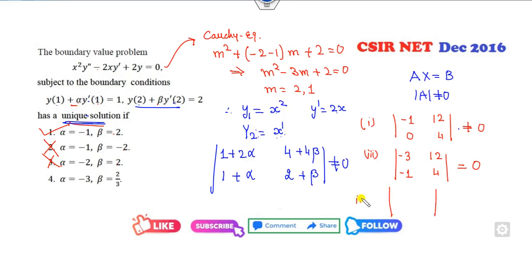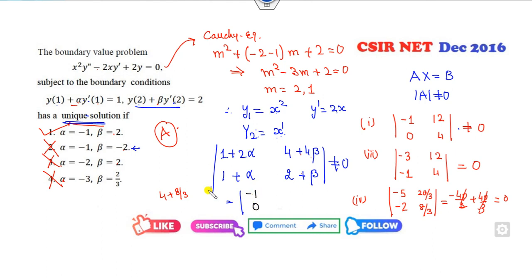Look at the third option. Alpha is equal to minus 3, so minus 6, 5, minus 2. Beta is equal to 2 by 3, so it is 4 plus 8 by 3, so it's 20 by 3, and 2, that's 6, 8 over 3. So what is that determinant? Minus 40 over 3 plus 40 over 3 is 0. So this option is also cancelled. Only A is my right answer. You can also check the second option if you want to see: here alpha is minus 1, 0, beta is minus 2, so minus 8, minus 4, it is my 0. Again you can see that the determinant is 0. So only A is my correct answer.